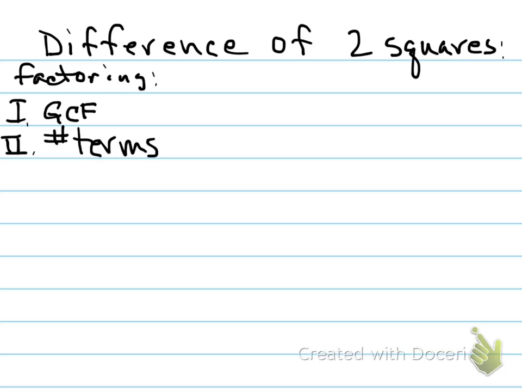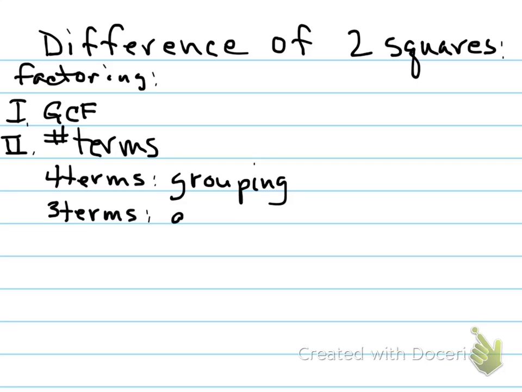To know which method to use. Good. The first one we looked at was what? Yeah, and you use that when you have what? 4 terms. We factored using what method again? Grouping. Good. What was the next one we looked at? 3 terms, and we use the what? AC method. Good. Spent 2 days on that one. And then today we're going to look at how to factor something that has exactly 2 terms.